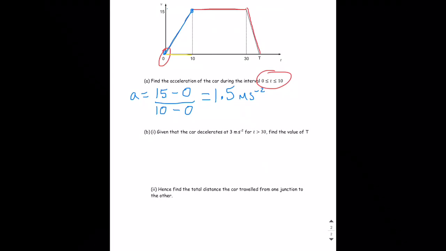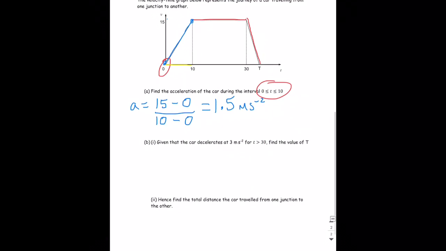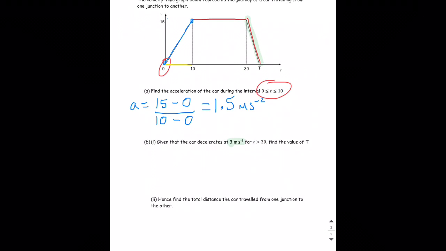Given that the car decelerates at 3 meters per second squared, so we know then that the acceleration from t is 30 upwards. So that part there, the deceleration, is 3 meters per second squared. Find that value of big T. Right, cool. We should be able to do that. And again, you literally only have two things you can use for these graphs, either to do with the gradient and the acceleration, or the area travelled. Sorry, the distance travelled is the area under the graph. And so because we're talking about deceleration, then it must be the gradient.